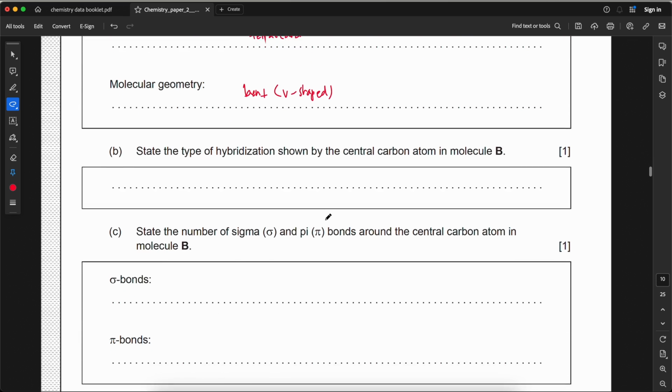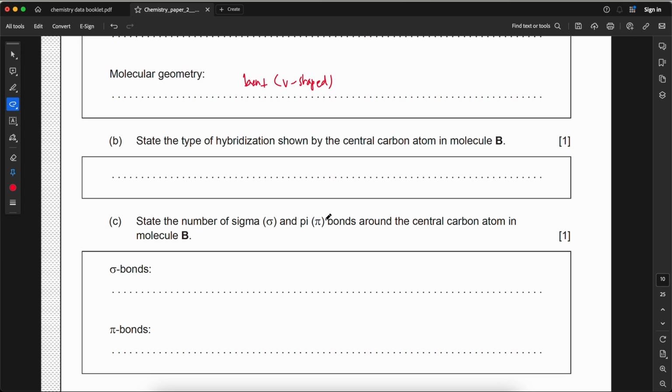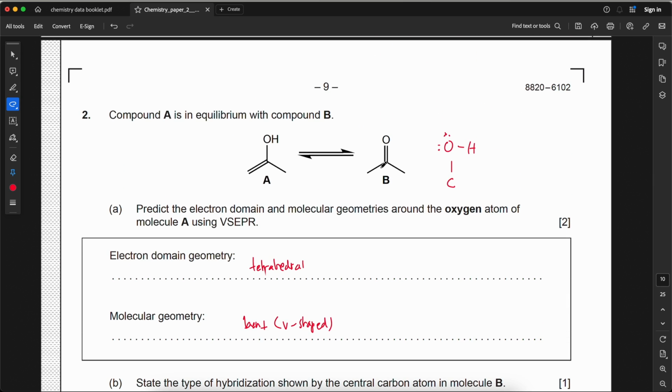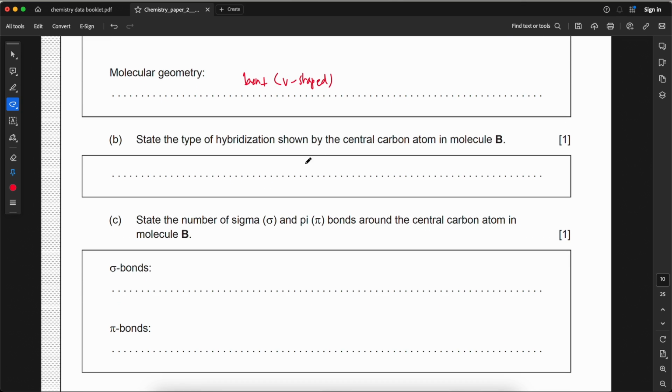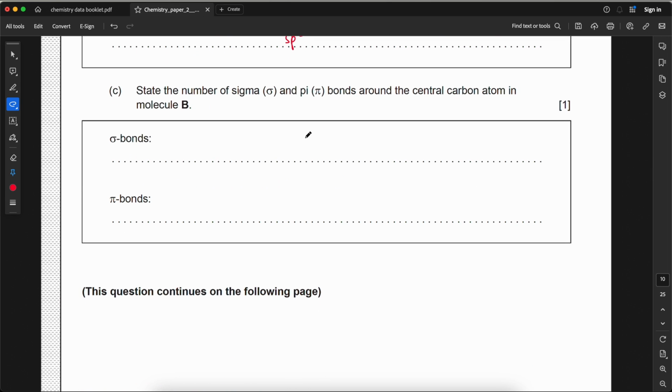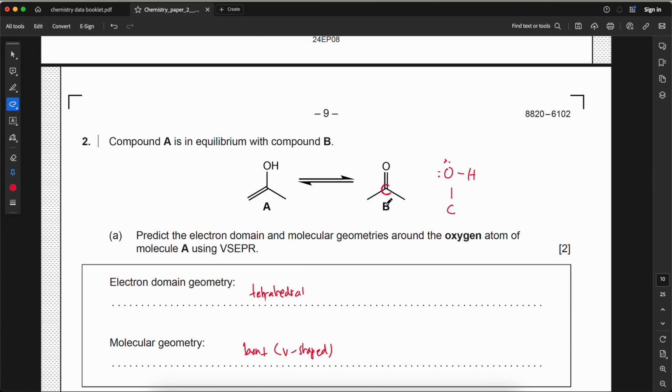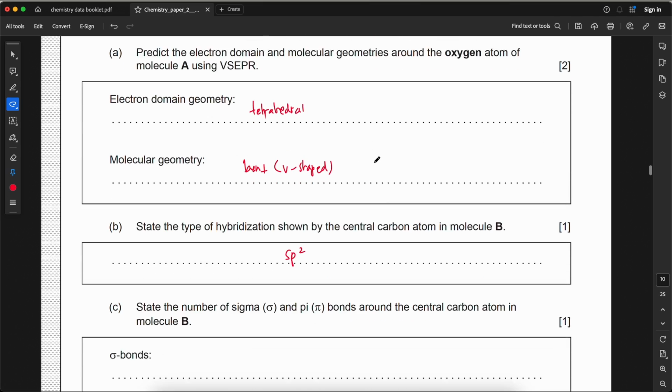State the type of hybridization shown by the central carbon atom in molecule B. So C here, it has 3 domains. It means the hybridization would be sp2. 4 domains sp3, 3 domains sp2, 2 domains sp only. State the number of sigma and pi bonds around the central carbon atom in molecule B. So we've got 1 single bond, 1 sigma, 1 single bond here, 1 sigma, double bond has 1 sigma and 1 pi bond. So 3 sigma bonds and 1 pi bond.